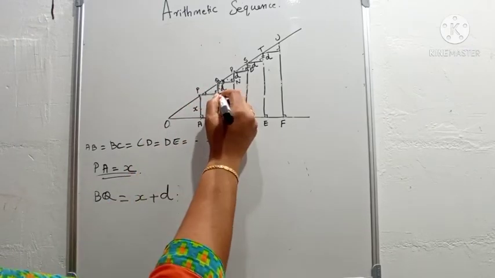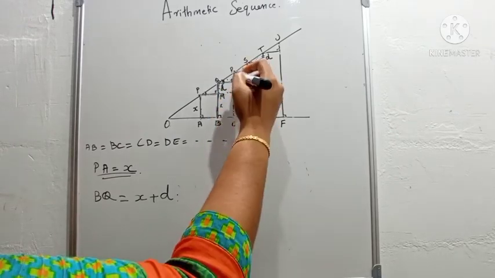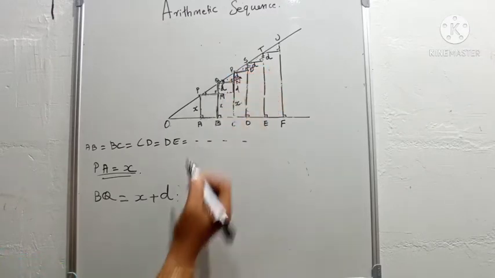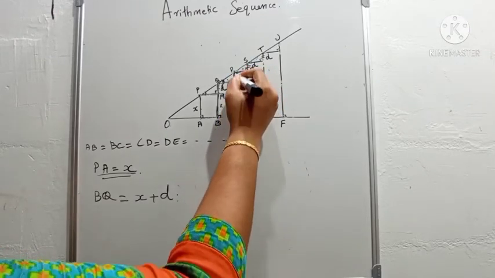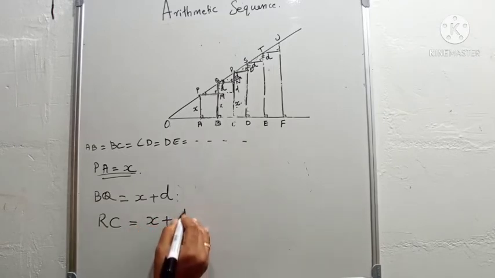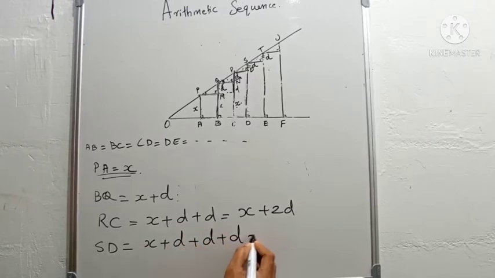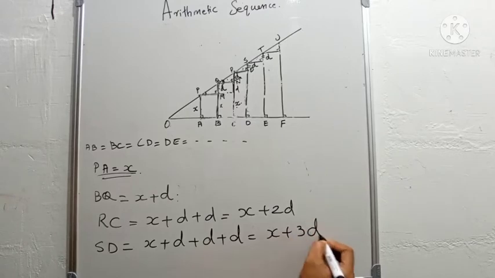Now say what about this length? This is equal to D and this one is equal to X. Then what about this length? That is equal to D. That is X plus D plus D. So, the length of the perpendicular RC is equal to X plus D plus D, which means X plus 2D. Then what about the next length SD? SD is equal to X plus D plus D plus D. That is equal to X plus 3D.